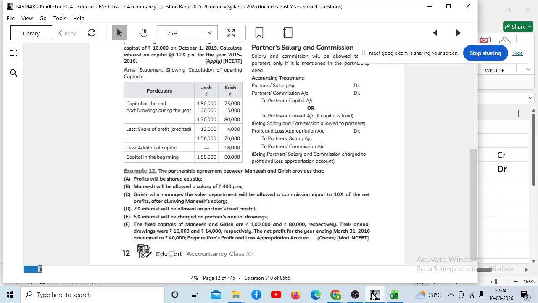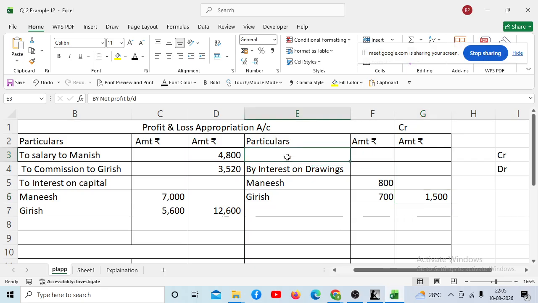Now finally, what they are telling is that the fixed capital will go in the capital account. Since they are not telling us to prepare the capital account, we will not write it. The drawings will also go in the capital account, right? Now we have to write the net profit for the year, which is 40,000. That means, can I say the profit is increasing? Now tell me what the golden rule is telling. If profit increases, it will be written on the credit side. So write it on the credit side: by net profit brought down 40,000.